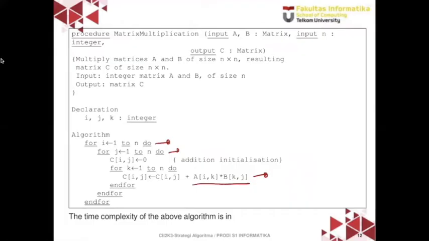And if we consider the complexity of the algorithm, here we can see that we have three loops, where each loop has to be completed n times. So we can see that it is big O(n^3).